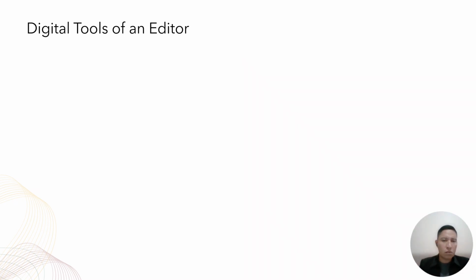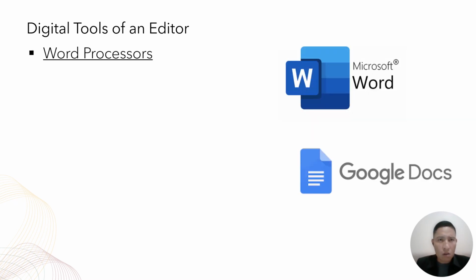So let's move on to the digital tools of an editor. An example of this is word processors with track changes, like Microsoft Word and Google Docs. These are software used for creating, editing, saving, and printing documents. Also, this allows collaboration without altering the original text. This is very useful for editors.